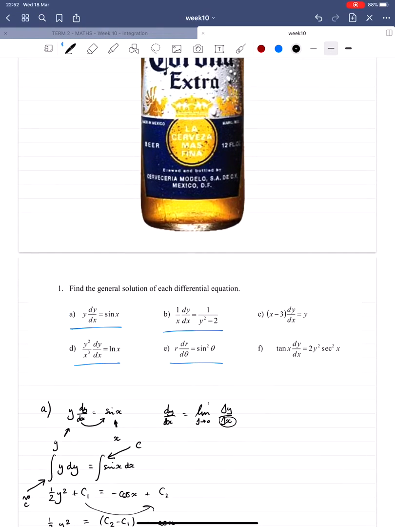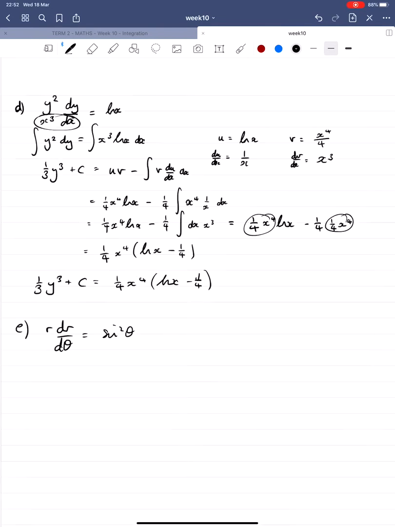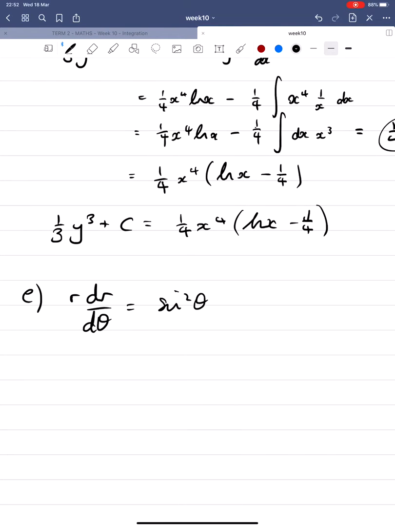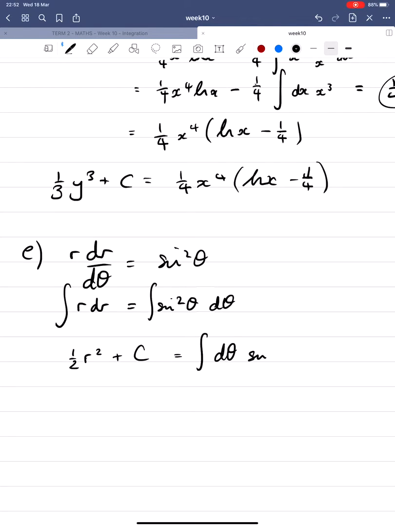Now let's do E. So there's nothing to be scared about because the variable has changed. It doesn't make any difference to what we're doing. So it's just r dr is equal to sine squared theta d theta. Drop in my integral signs, that's a half r squared plus a constant. I put the integral sign in the wrong place. Integral sign should be there. Is equal to the integral d theta sine squared theta.